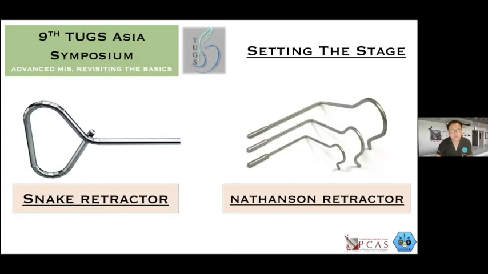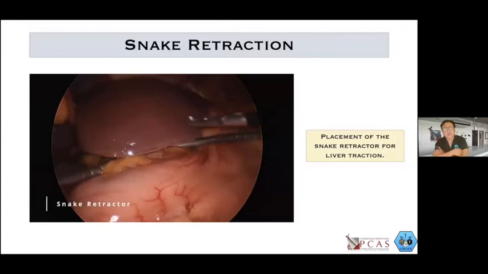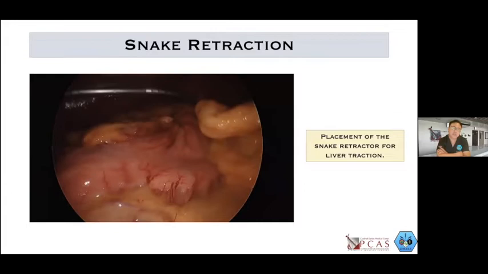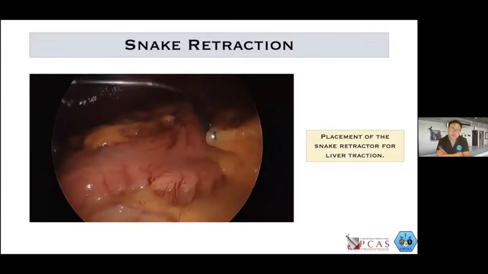So these are the small things that we would do early on, during the early times of laparoscopic surgery. But still nowadays, people would do some variations in trying to retract that liver, and we'll show you some videos later on. So this is how we would make use of the snake retractor. It's called a snake liver retractor, actually.